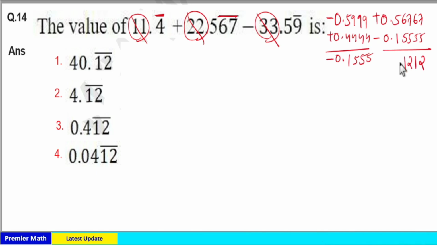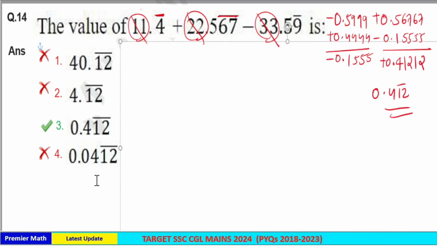5 minus 1 is 4. And here we have plus 0.412. And 1 2 is repeating, means your answer is 0.412 bar. So option 3 is your answer. Now the proper way to solve this problem is different.